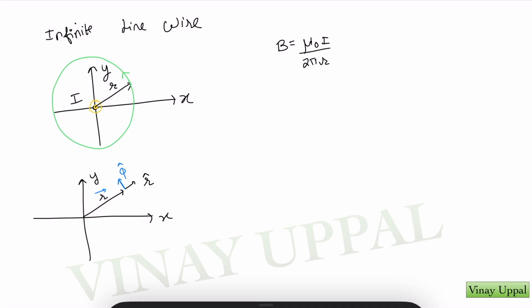In this particular situation of the infinite line wire, can you see that the magnetic field is only along the tangential direction to the circle, so it's only along phi cap. So I can write it as mu naught I by 2 pi r phi cap. This is the vector form in polar coordinates of the magnetic field of an infinite line wire. Now why is this useful? This is very useful when you want to calculate the line integral of the magnetic field. So let's do that on the next page.